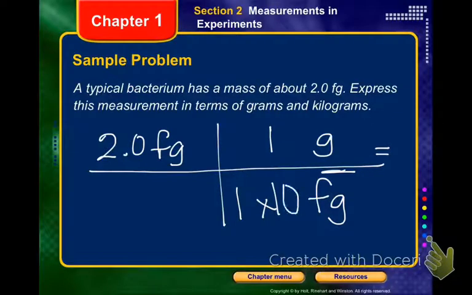So if you put a 1 with the larger unit here, then a number greater than 1 has to go with your other unit. So that's why you go with the positive 15. The difference in exponents between 0 and negative 15 is 15. That's why it's a positive number there. Or not a positive number, but a number greater than 1.